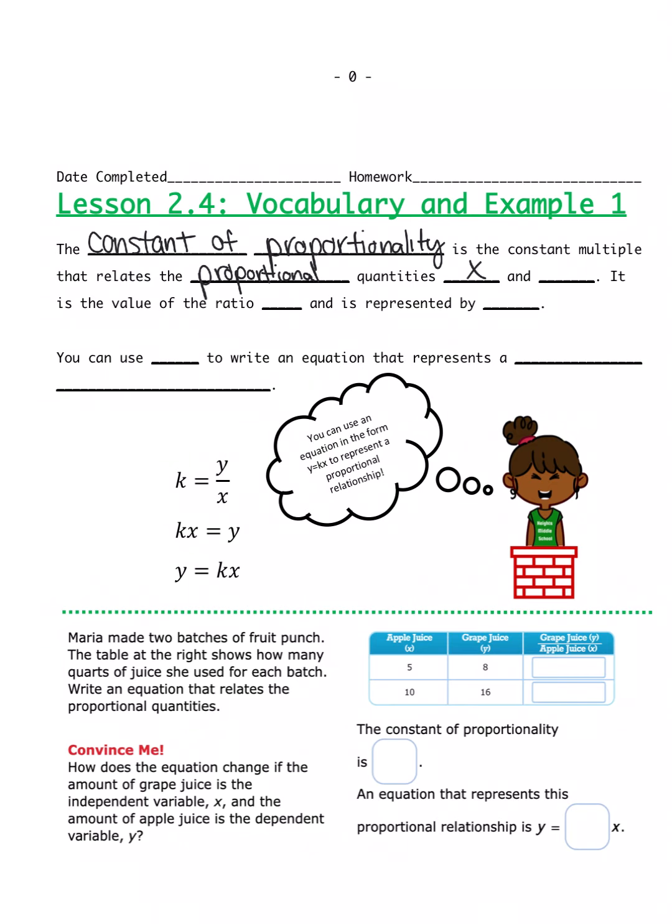quantities X and Y. And we looked at this the last time we did notes. We had a Y, we had an X, we related them, and we said they were proportional. And we're going to talk about what that means and what it is called. So it is the value of the ratio Y over X, and it's a little tight, sorry guys, and is represented by K. So this Y over X is K. You can use K to write an equation that represents a proportional relationship.